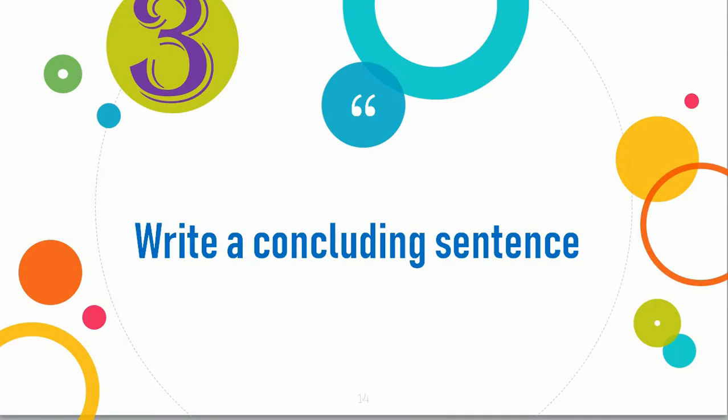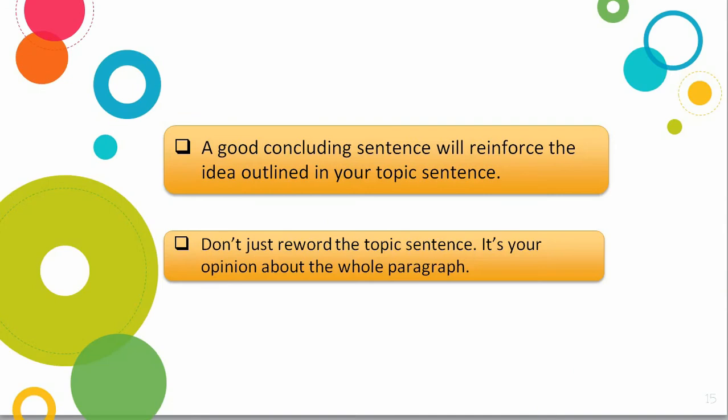And the third step is writing the concluding sentence. Here you have to mention your opinion about the paragraph. A good concluding sentence will reinforce the idea outlined in your topic sentence. Do not just reword the topic sentence again. Don't repeat your main sentence. You have to mention your opinion in your own words again.